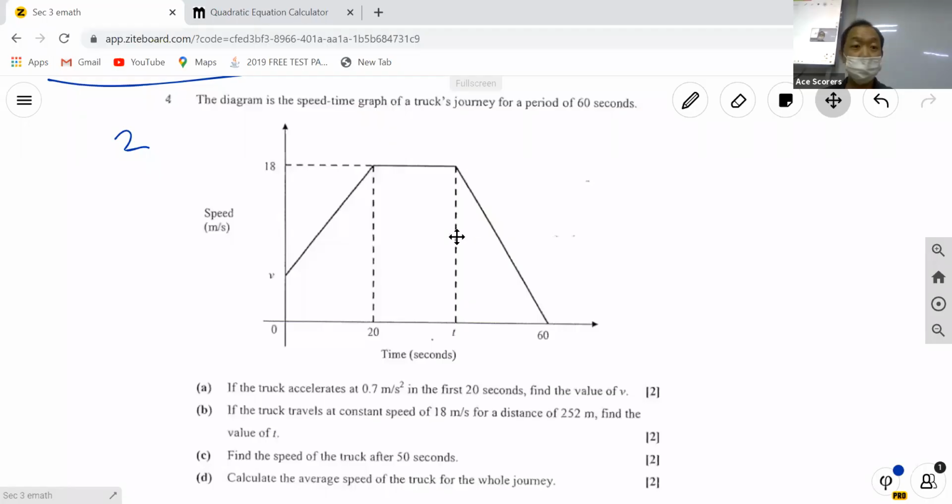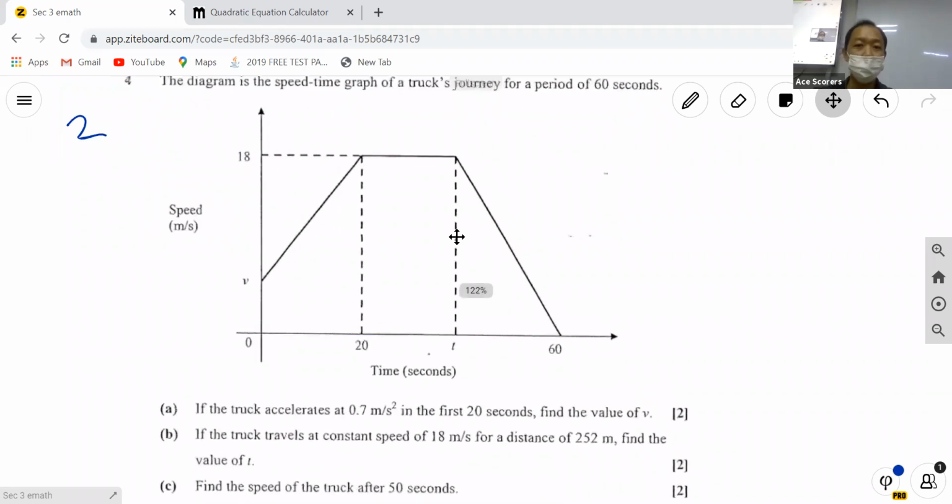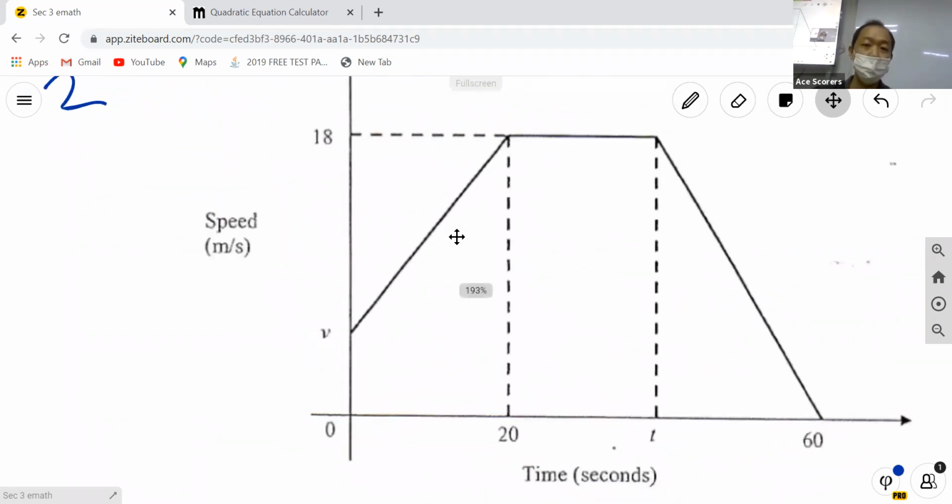Pause. So the diagram is the speed time graph, 60 seconds. If the truck acceleration is 0.7, find the value of v. First 20 seconds, 0.7. Okay, so when they say acceleration, that means the gradient. The gradient is 0.7.